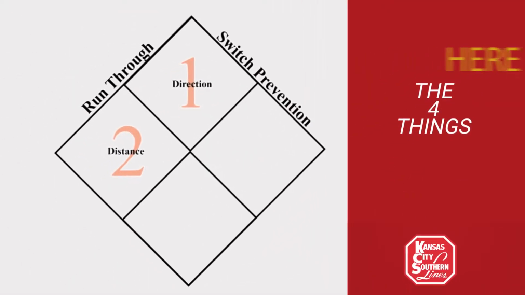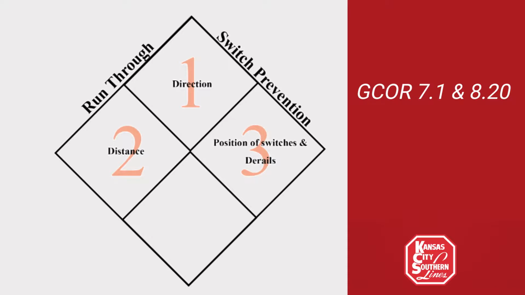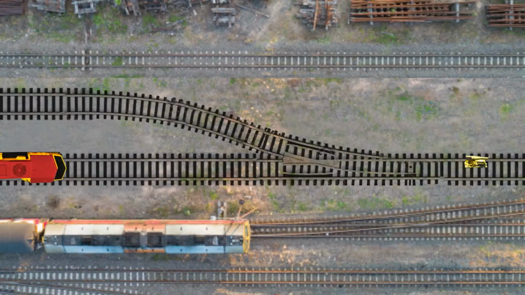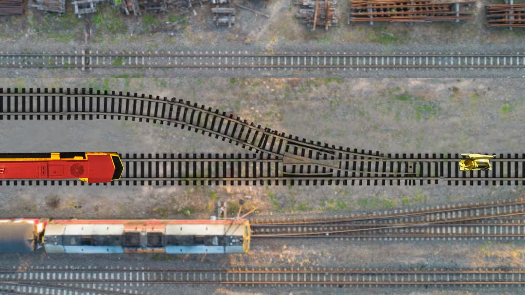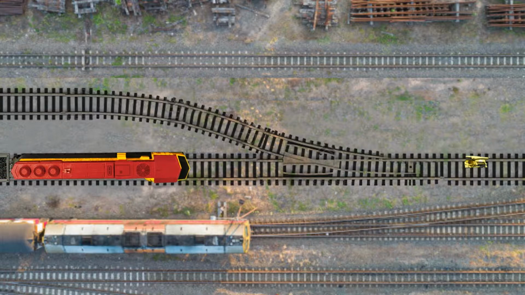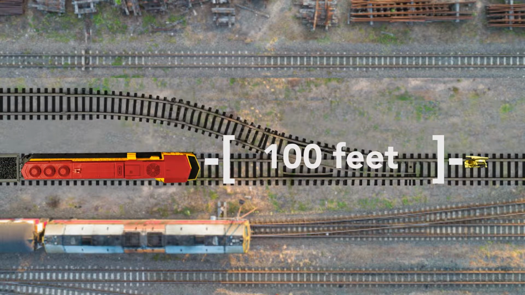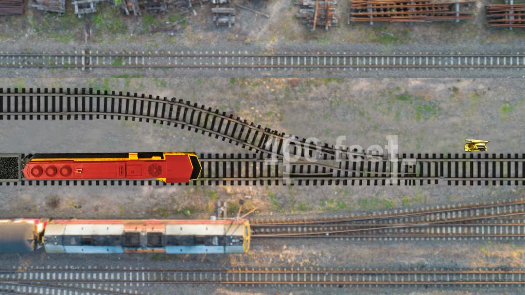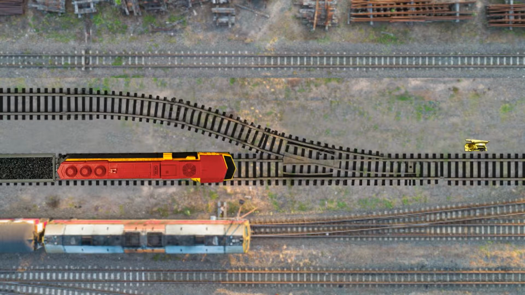Number 3, you are required to know the location of all fixed derails if you are working in train, engine, and yard services. A train or engine moving on tracks where derails are located must stop 100 feet from the derail in derailing position. And movement must not continue until the derail is placed in the non-derailing position.